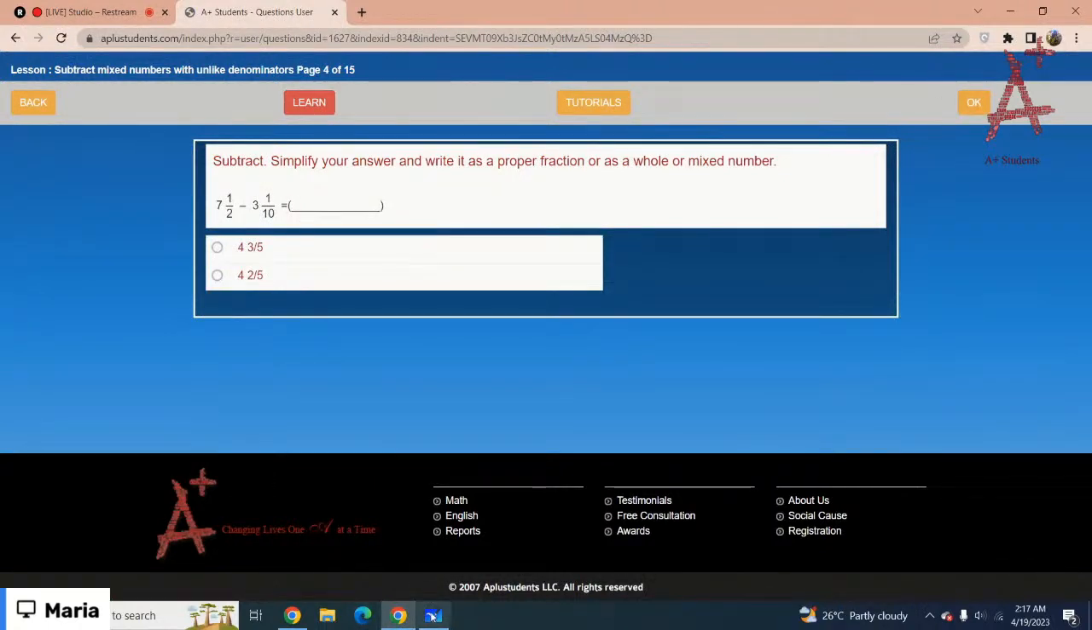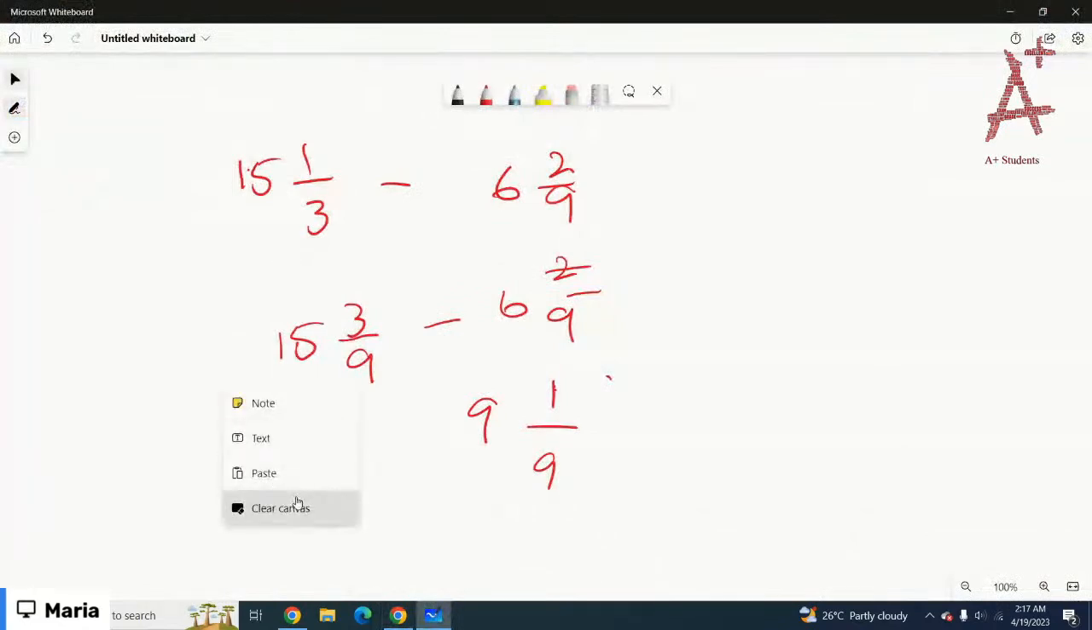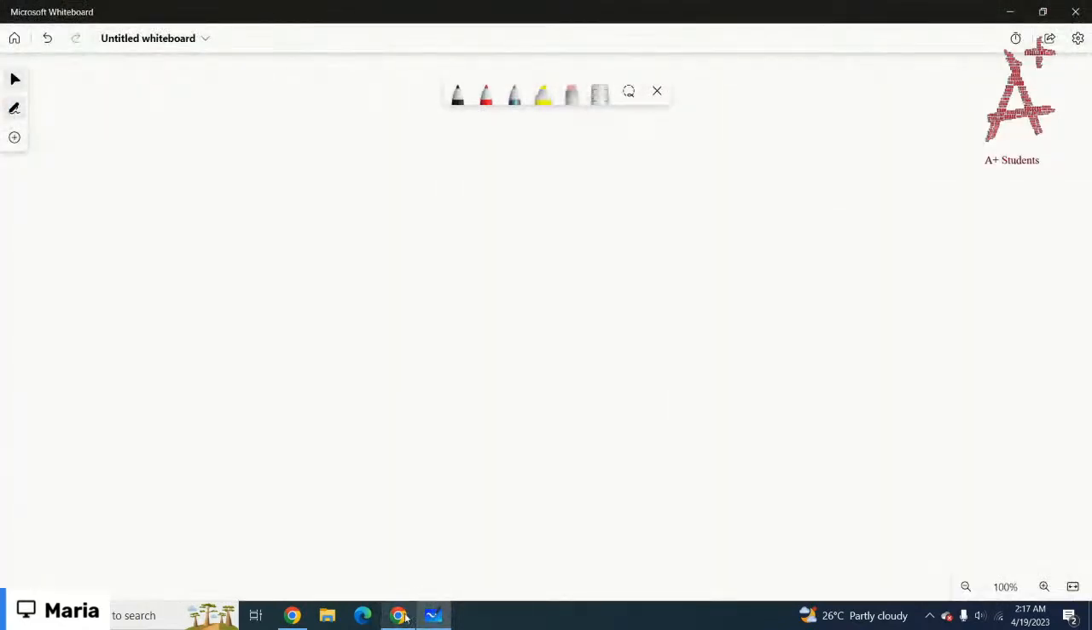Okay, the next one is 7 whole 1 over 2 minus 3 whole 1 over 10. First of all, we need to make the denominator same. 2 times 5 is 10, so you need to multiply this fraction by 5. So it would be 5 times 1 is 5 and 5 times 2 is 10.